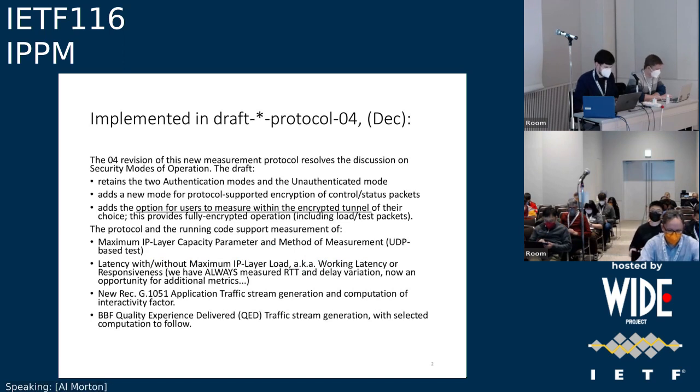All right. So we promised to get the draft in great shape right after the meeting in November, and we succeeded in doing that. 04 was published in December. We retained the two authentication modes, one which handled the control packets, and the other that handled the feedback status packets. So we can add that on separately because there is some processing cost. And of course, we've got the unauthenticated mode. Then we added a new mode for protocol-supported encryption of all the control and the status packets. Again, no load packets. We call this a partial encryption. And we chose an algorithm for that, and so on and so forth.